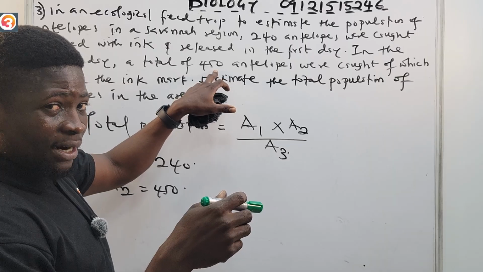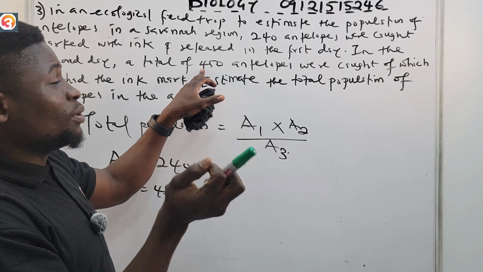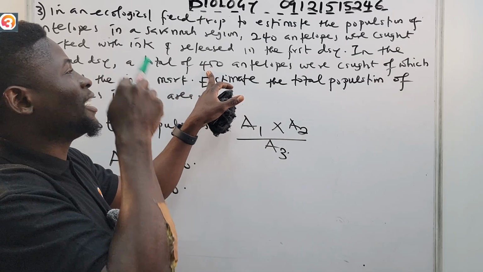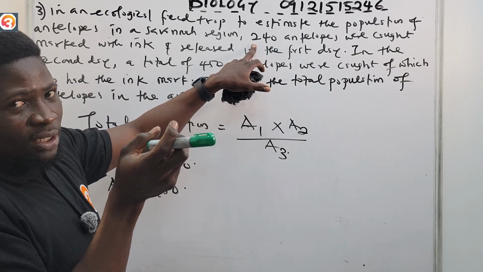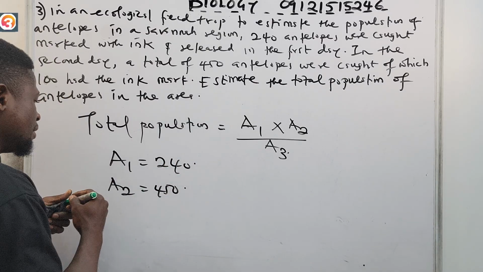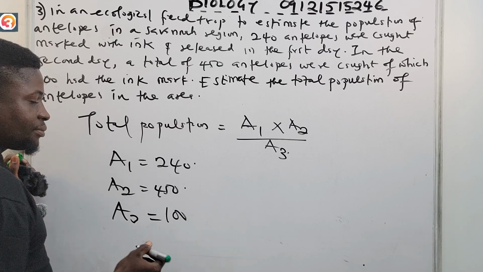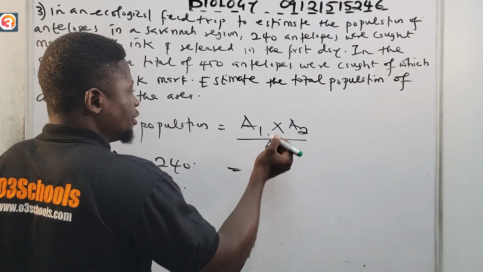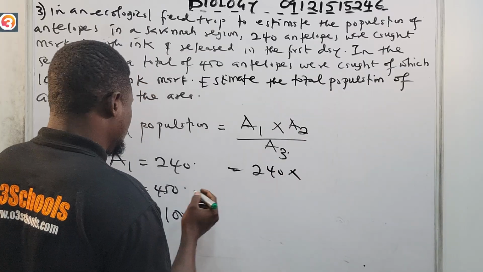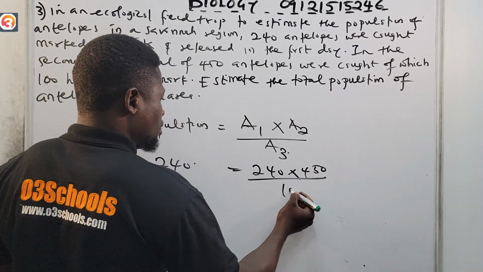So this A3 is the 100 that is showing in this second sample. Do you understand? So this 100 is the A3 showing the ones in the 450 that were already ink marked from the 240. All right. So our A1 is 240, our A2 is 450, but our A3 is 100. So you put the formula: A1 is 240 times A2, 450, over A3, 100.